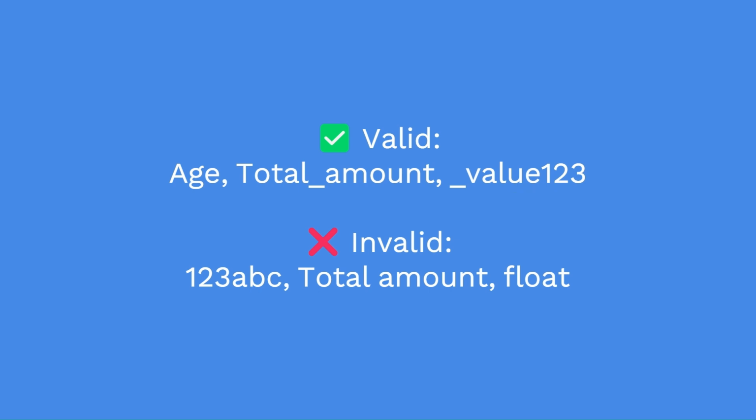Let's see the invalid variable names and how they look. A variable name that starts with a number, like 123ABC, is invalid. Total amount, with a space between the two words, is invalid. That kind of variable will be invalid. And float, because float is a data type and is reserved as a data type name, is itself not a valid variable name.